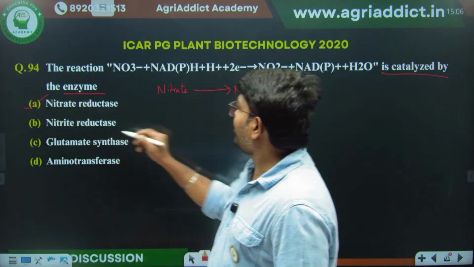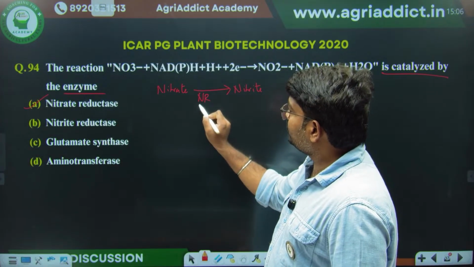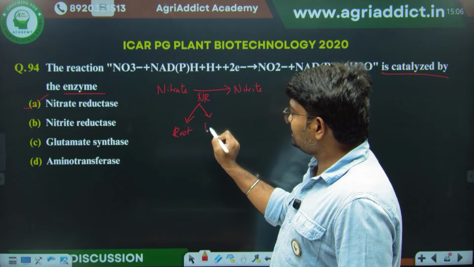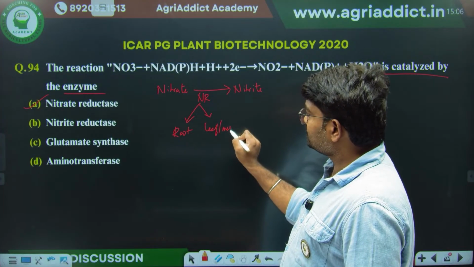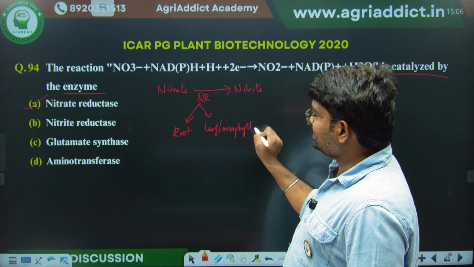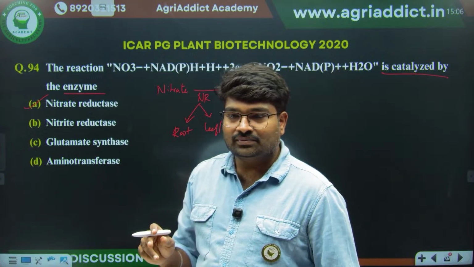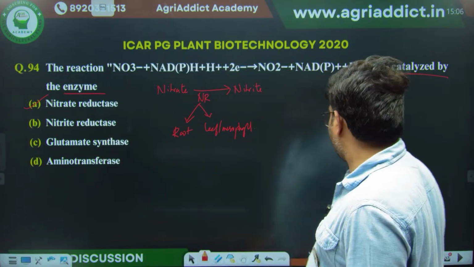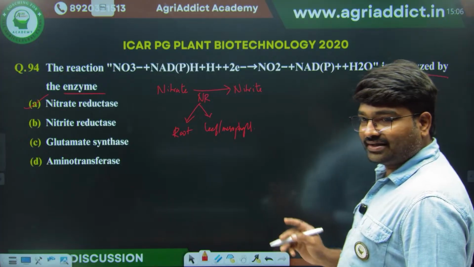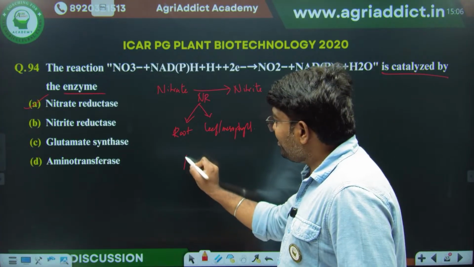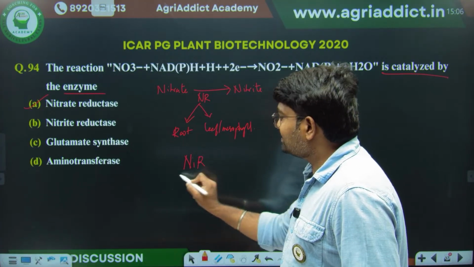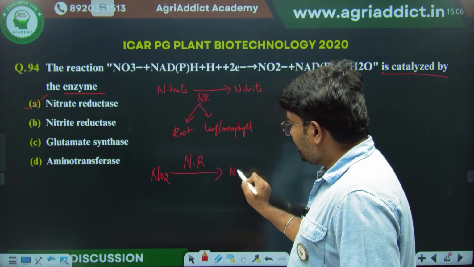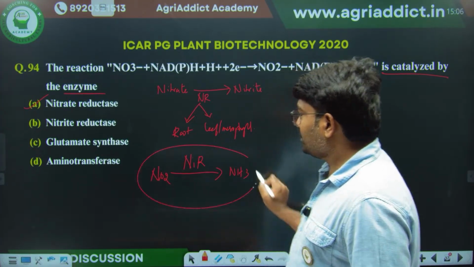NR. This will be present in both root cells as well as in leaf or mesophyll cells. Assimilation will happen in both root and shoot cells. So, nitrate reductase means NR. NIR means nitrite reductase. That will convert nitrite to ammonia. This also you have to remember.